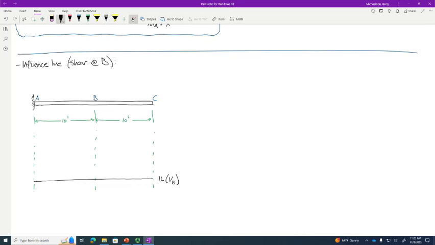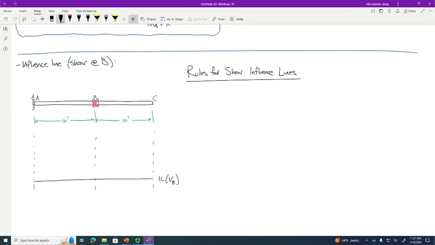So, let's recall, Mueller-Breslau principle says that I need to install a shear release and move it through a displacement, right? Okay. All right, so let's put this shear release right here. Okay. Now, before I draw this influence line, let's use some common sense before we actually start drawing anything. Let's write down some rules.